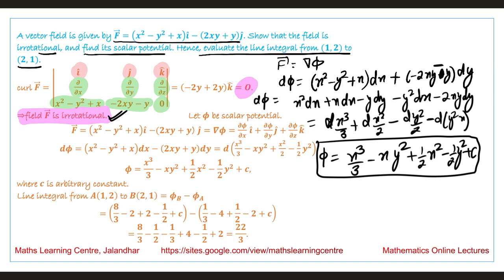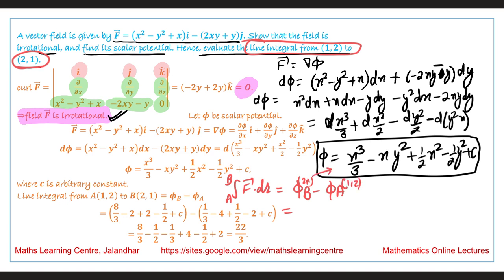Now in the last part, we have to evaluate the line integral from the point 1,2 to 2,1. We are calculating the value of the integration of F dot dr from the point A to B. So the answer is φ(B) minus φ(A). So that is equal to, when we substitute the value of B, that is the point 2,1, and A is the point 1,2.